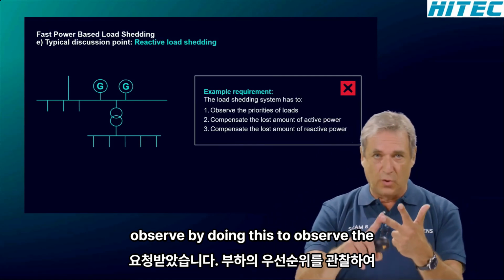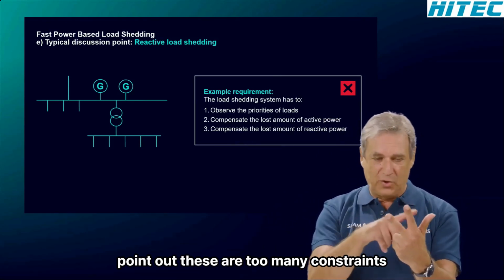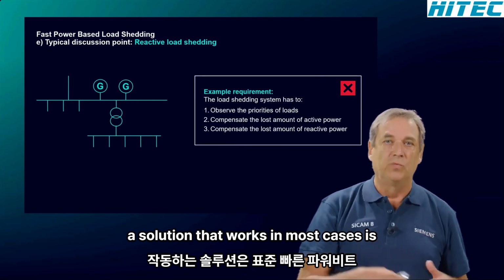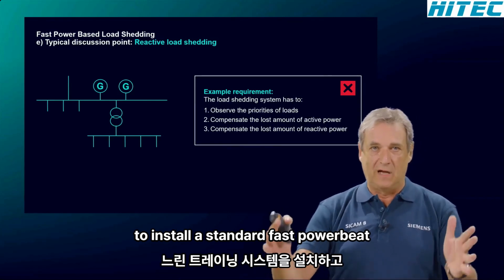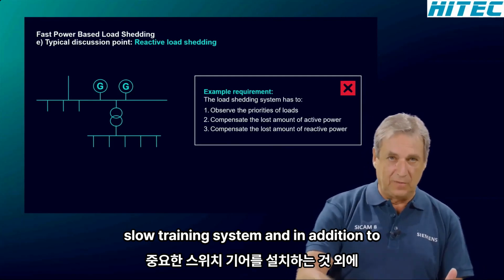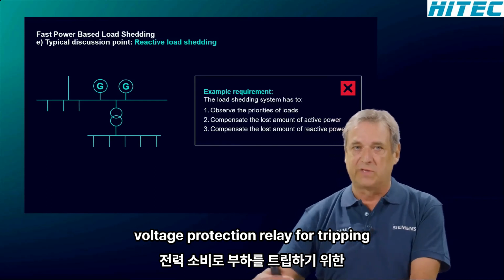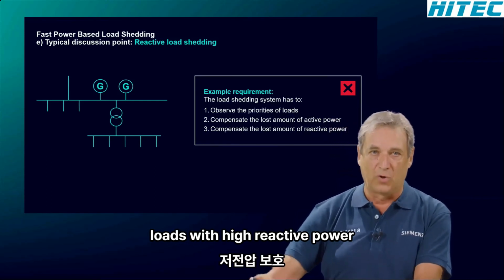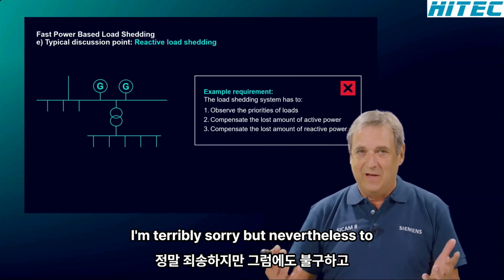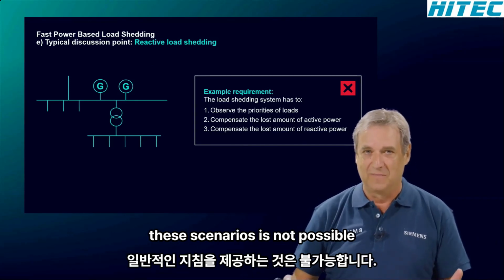by doing this, the priorities of the loads. To point out, these are too many constraints, this is not logical, it's not possible. A solution that works in most cases is to install a standard fast power-based load shedding system, and in addition, to install at critical switchgears an undervoltage protection relay for tripping loads with high reactive power consumption. I'm terribly sorry, but nevertheless, to provide a general guideline for all these scenarios is not possible.